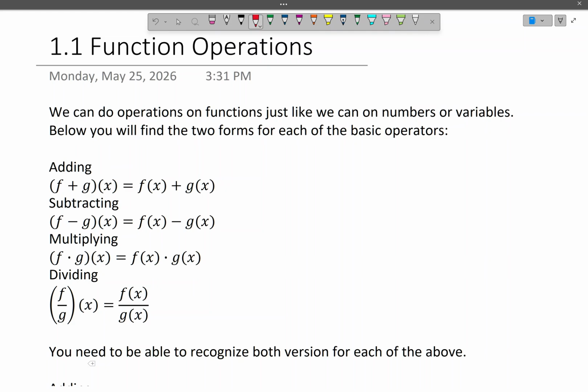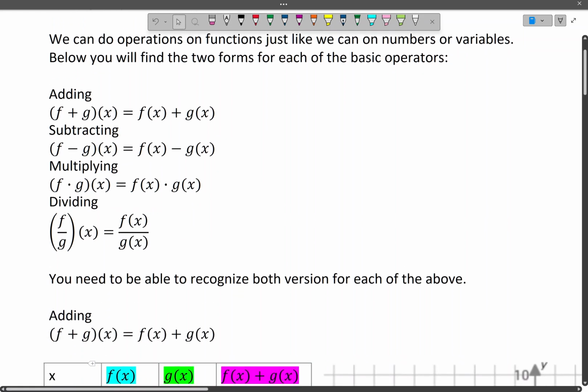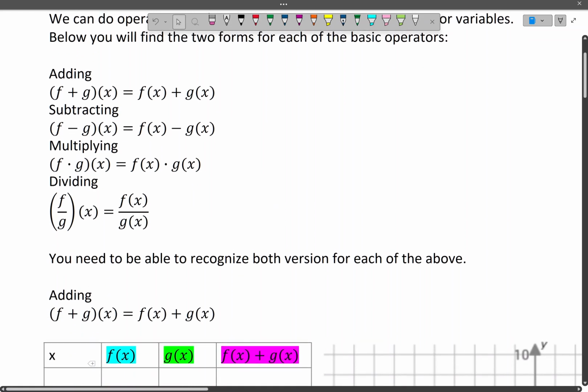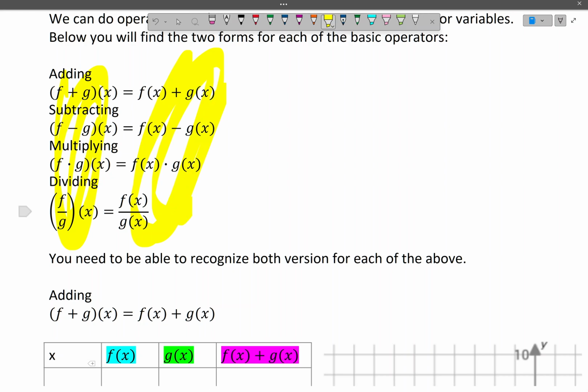Okay, so these are the different notations that you need to be able to recognize for adding, subtracting, multiplying, and dividing. Notice that there are two versions of each of these. There's kind of this version, and then there's kind of this version. You need to recognize both versions when it's written down on a test or whatever.